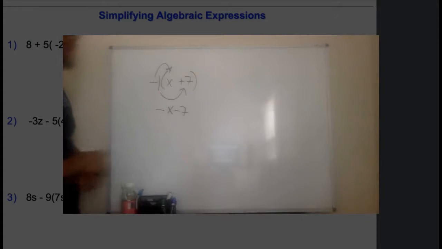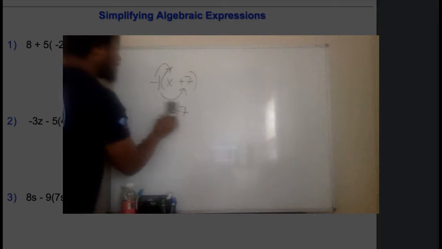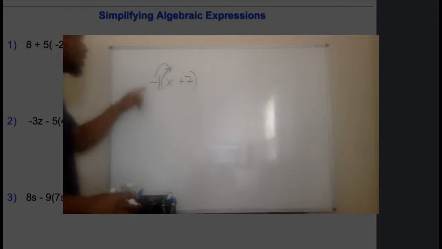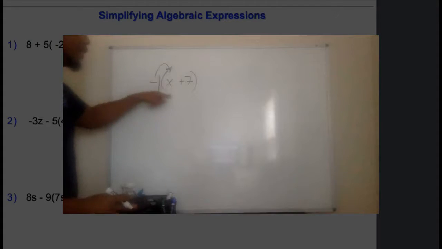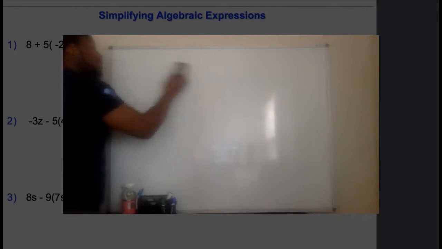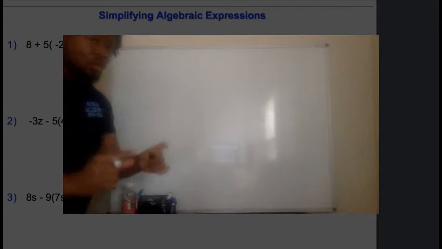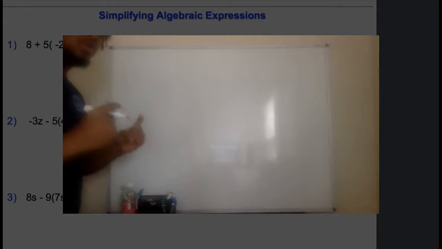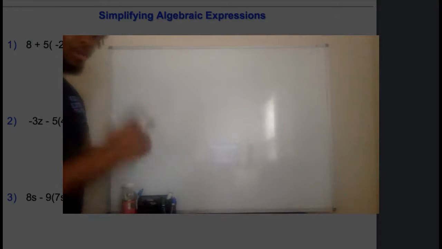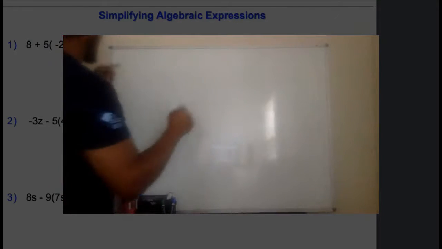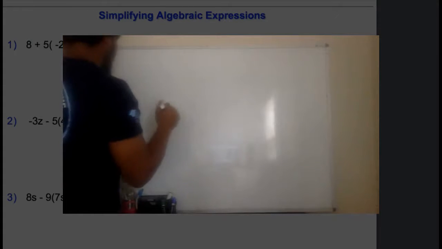Okay? So the rule here is anytime there's a negative outside of the parentheses, you have to distribute that negative into the parentheses. So negative 1 times x gave us the negative x, and then negative 1 times the positive 7 gave us the negative 7. Alright? So that's the rule. I hope you guys got that. I'm going really, really fast. Let's move on to our next concept that I need to show you.